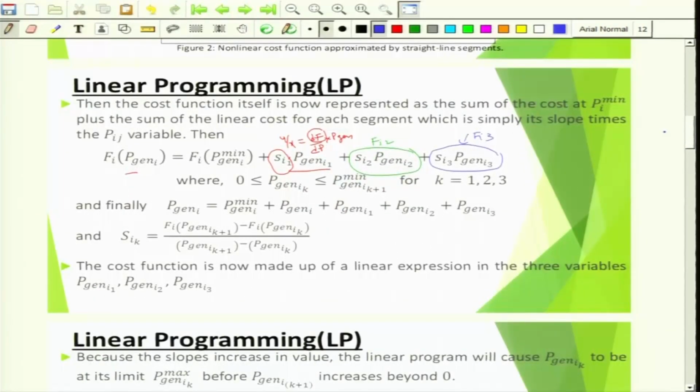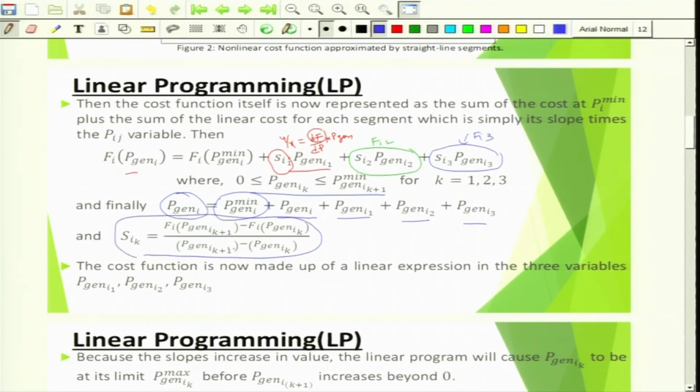That is what has been mentioned here. So, this is applicable for all the segments. Now, finally, what is the total generation? The total generation of the ith generator is nothing but the minimum generation, that means P gen I minimum, plus the first segment generation, P gen I1 plus P gen I2 plus P gen I3, right. And what is the slope here?